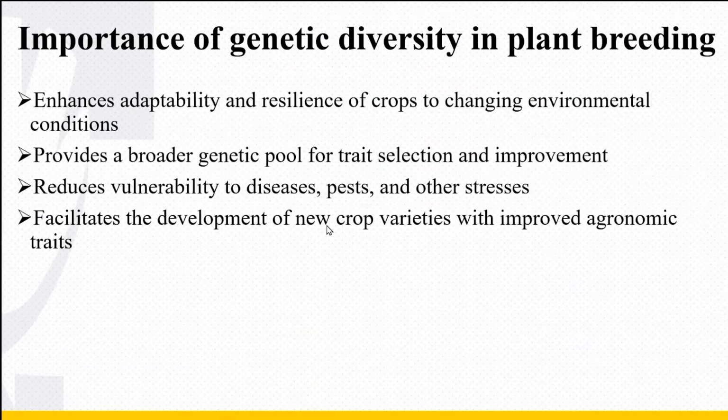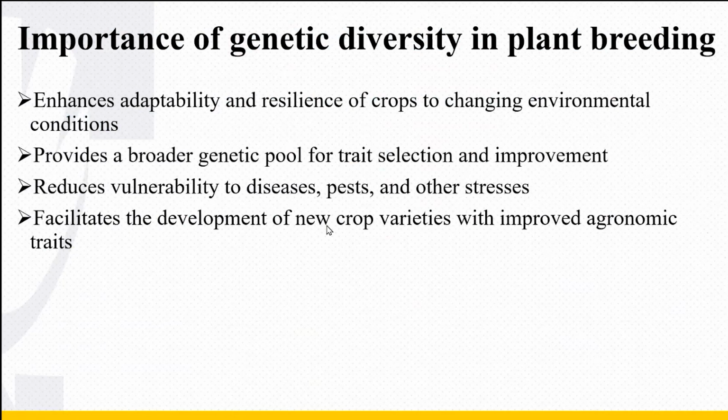Obviously, this is going to be important, right? Because we're going to need more resilient crops. We're going to have changing environmental conditions. We also need a large genetic pool for trait selection and improvement, because there's only so many different combinations you can have. If you only had six plants or six species to pull from, at some point in time you wouldn't be able to cross those anymore.